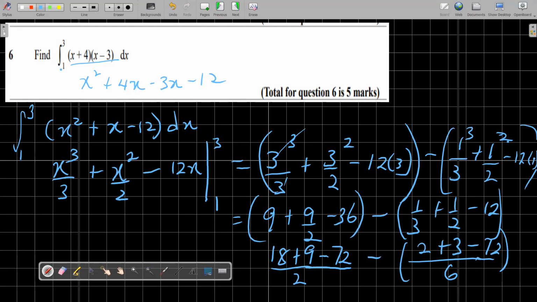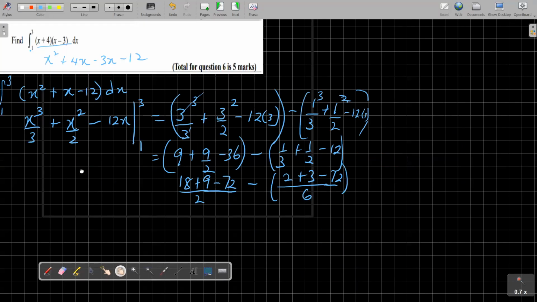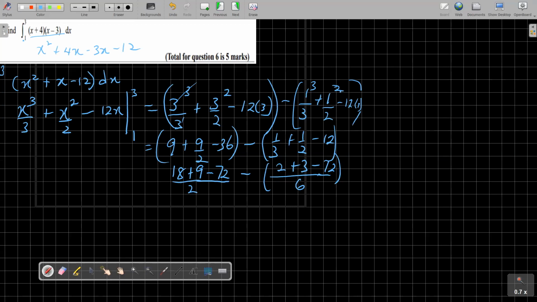Okay. At this point, how do you approach this solution to make it more meaningful? I want to simplify this. 18 plus 9 minus 72. What would that give you? Remember, don't get confused. You are allowed to use a calculator. If you know that time is going against you and you think calculator will make you faster, just punch that into your calculator and write down the exact answer you see on the calculator. So this is minus 45 over 2 and minus 2 plus 3 is 5. And then you do 5 minus 72, which is exactly minus 67 divided by 6.